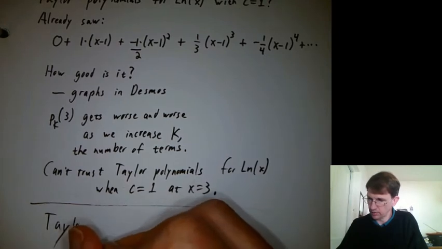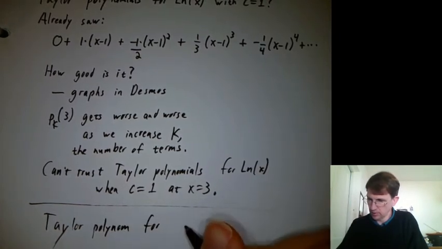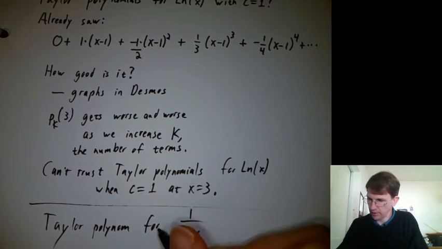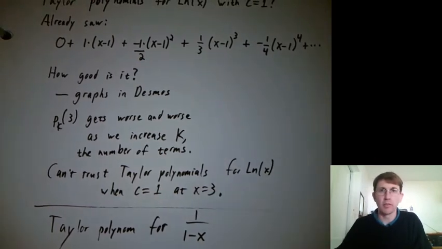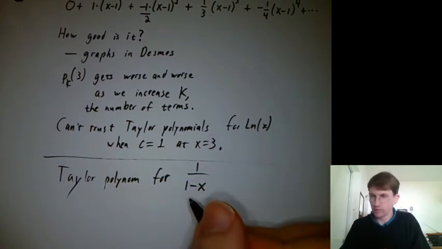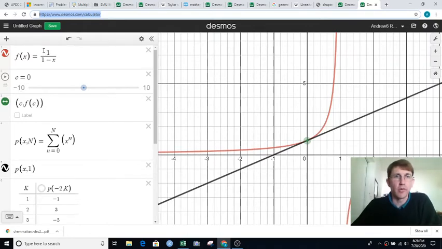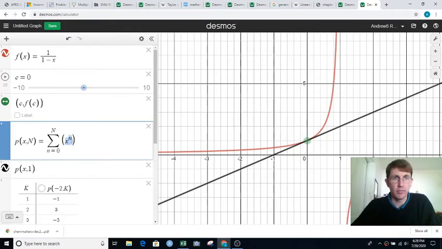Let's do Taylor polynomials for 1 over 1 minus x. That might not be the most interesting function right now, but we'll see it happen more often. Let's see where we can and can't trust that. So here we've got our main function 1 over 1 minus x. I'm going to do a Maclaurin series, so just using c equals 0. Here we've got our tangent line. That seems to be working okay. This is actually the Maclaurin series.